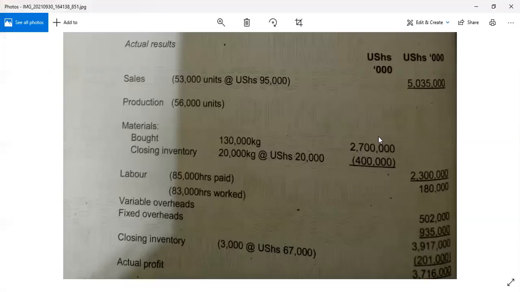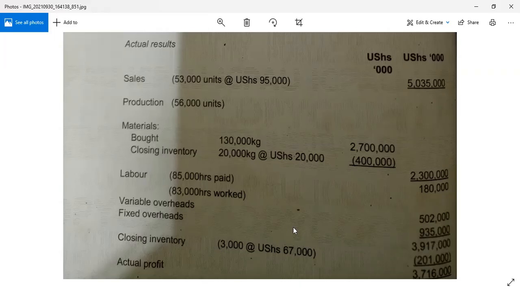So it basically cost us 2.7 because that is what we bought, okay? And of course, when you bought the 2.7, we also have an element of closing stock. So you have this 2.30 under materials here.